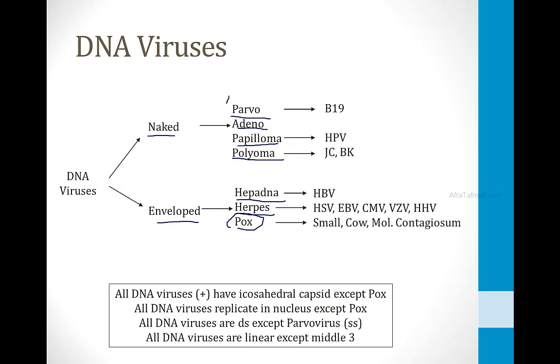So the parvoviruses are the smallest DNA viruses, and they are the only ones that are single-stranded, so I just think of them as being so small that they only have one strand. The pox viruses are the biggest DNA viruses, and they are the only ones that replicate in the cytoplasm, not the nucleus. So I think of them as being so big that they can't fit into the nucleus. And then finally, only 3 DNA virus families have circular genomes. The rest all have linear genomes. And the 3 families with circular genomes are in the middle here: hepadnavirus, papilloma, and polyoma.